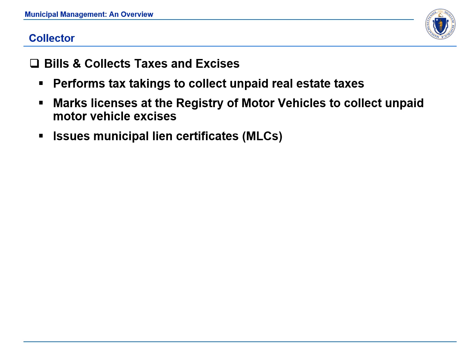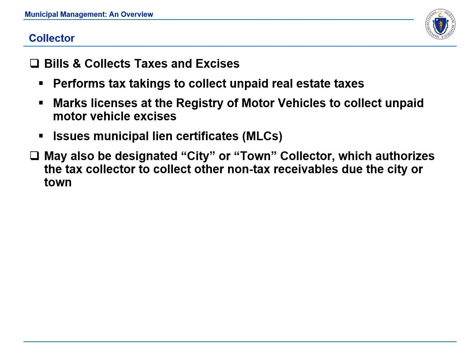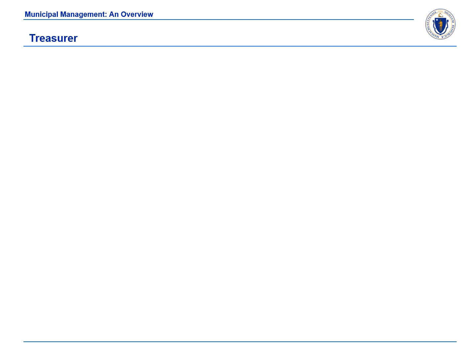With regard to unpaid motor vehicle excise, the collector ultimately can mark the taxpayer at the Registry of Motor Vehicles, which would affect the taxpayer's renewal of license and registration. The collector also issues municipal lien certificates, MLCs, to document liens on the real property as of a certain date. MLCs are usually requested when real property is being sold or a mortgage is being refinanced. In some communities, the collector has broader collection responsibilities and is called a city or town collector. This means the collector collects not just taxes, but all accounts due to the municipality, for example water and sewer bills.